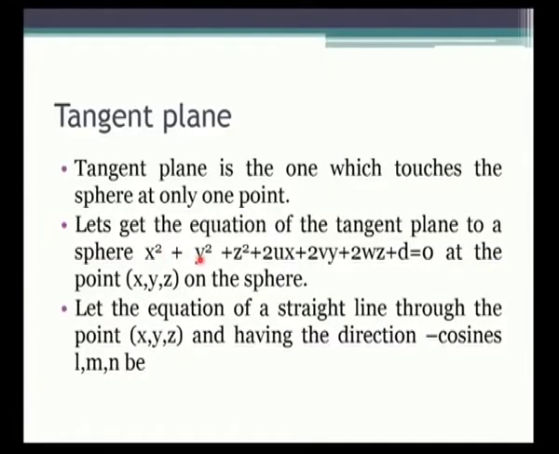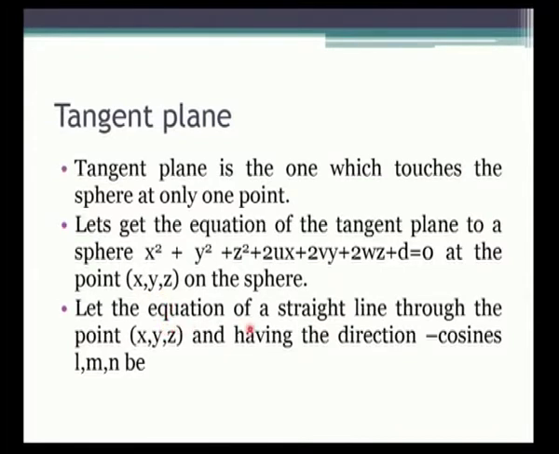The equation of the sphere is x squared plus y squared plus z squared plus 2ux plus 2vy plus 2wz plus d is equal to 0. This is the equation of the sphere, and we want the equation of the tangent plane to the sphere at the point x1, y1, z1.